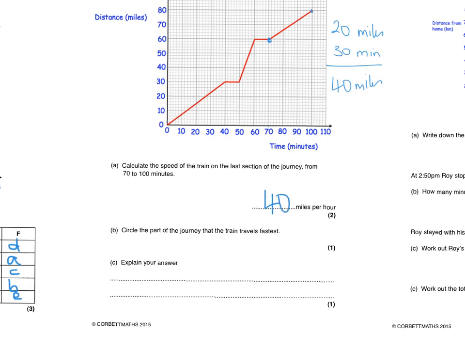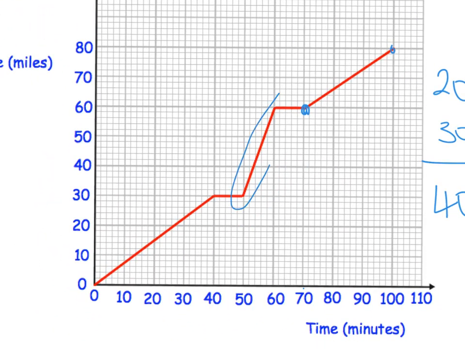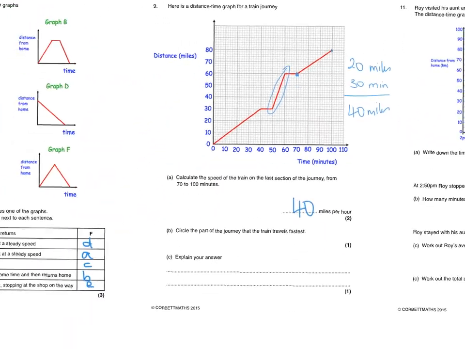Circle the part of the journey that the train travels the fastest. Well, we know that a steep line is a faster line, so this must be the fastest. Explain your answer. Well, we're just going to say because it's steeper.